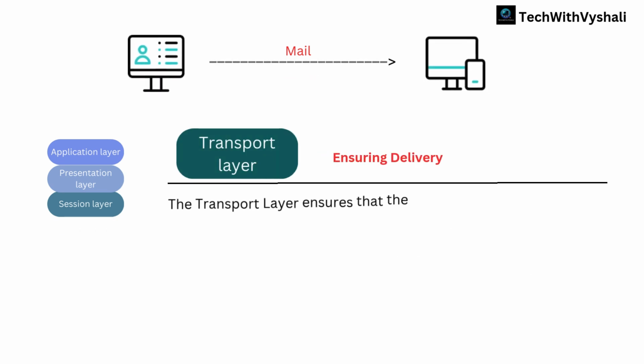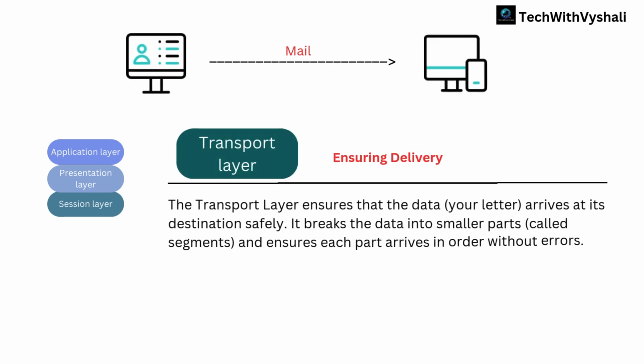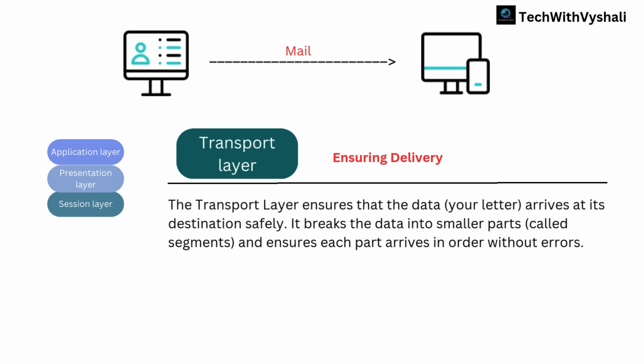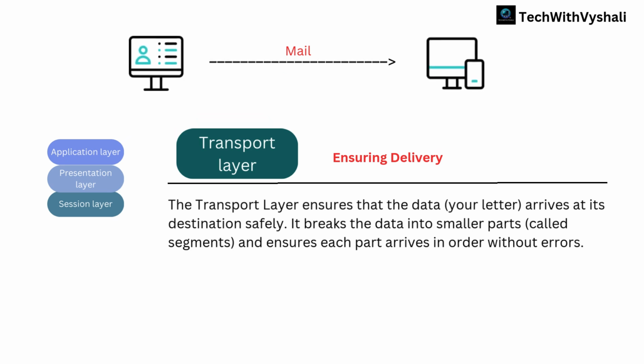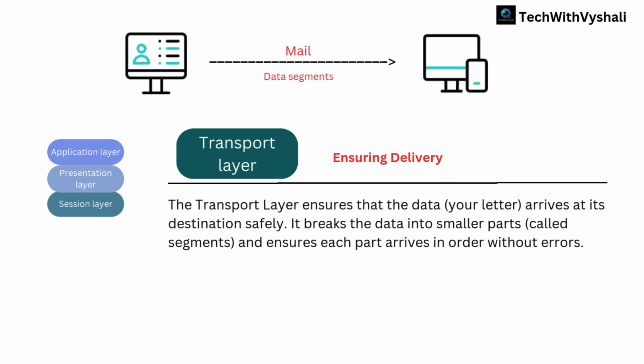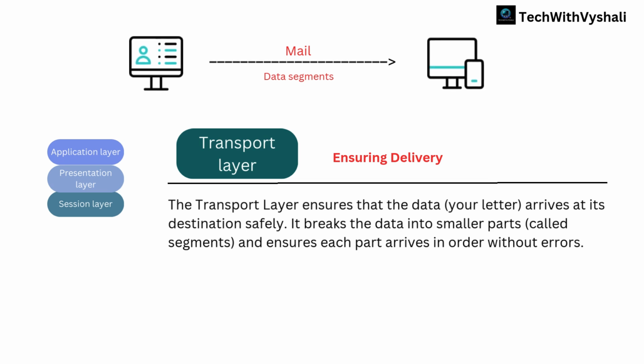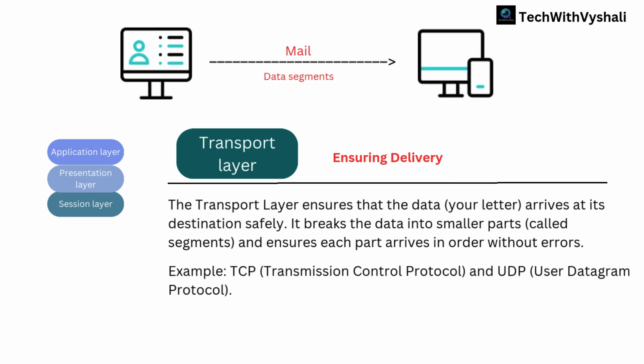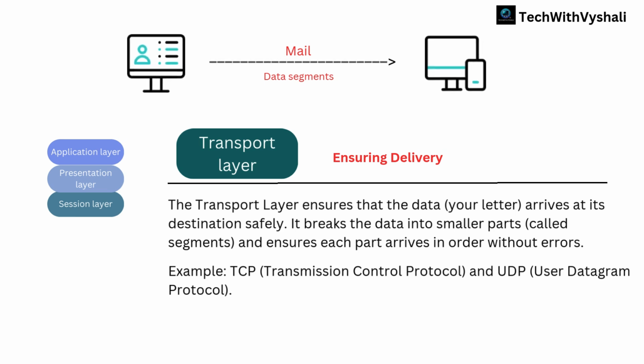Transport layer, layer 4. The transport layer ensures that the data, your letter, arrives at its destination safely. It breaks the data into smaller parts, called segments, and ensures each part arrives in order without errors. Example, TCP, Transmission Control Protocol, and UDP, User Datagram Protocol.